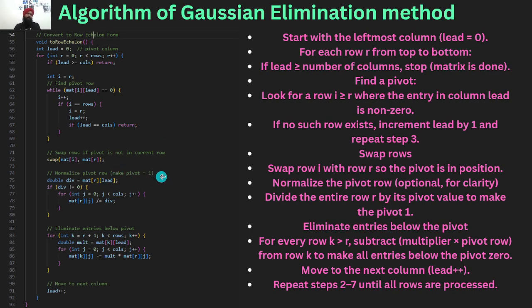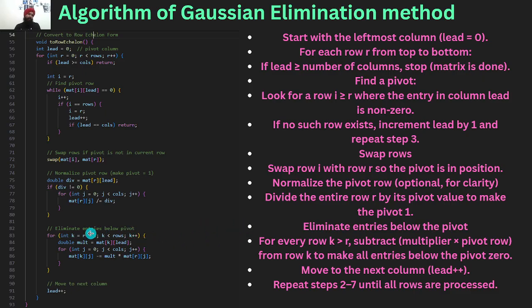Now we need to make the pivot equal to 1. Normalize the pivot row, we make the pivot equal to 1. Now swap row i with row r, so the pivot is in position, which is this. Now normalize the pivot row. It is not always needed, but in the Gaussian elimination method, this is how it is done, so we use it. Now divide the entire row r by its pivot value to make the pivot equal to 1. Now this is what it is, as I have explained earlier.